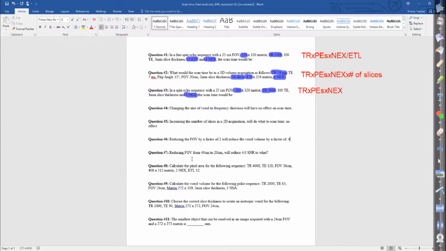Number 7, reducing the field of view by half, 40 centimeters to 20 centimeters, will reduce 4.0 SNR to what? 1. Exactly, because here that factor of 4 again. The final answer is going to be 1.0 SNR. So if you reduce your field of view by half, your SNR will drop down by a factor of 4.